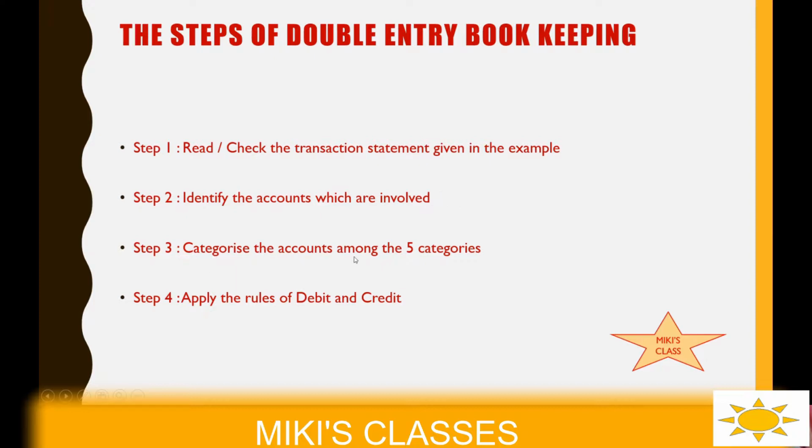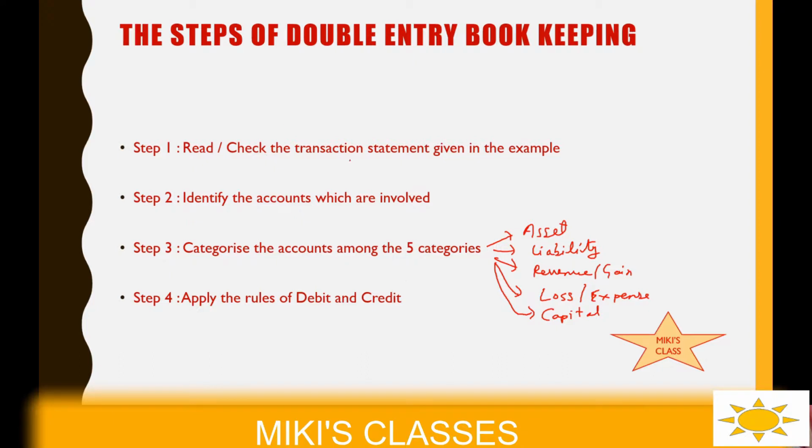Step number 3, categorize the accounts among the 5 categories. What are the 5 categories? I hope you all remember. The 5 categories are: any account can either be an asset or a liability or a revenue or a gain, a loss or an expense, and finally, if none of the other categories, it can also be capital.